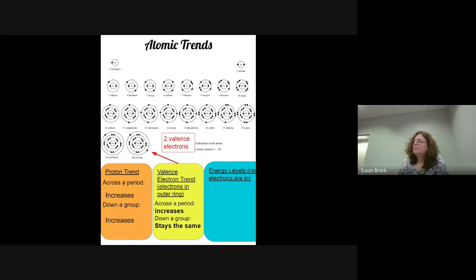All right. So now to energy levels. Energy levels, the rings. Well, you can see that the rings increase as you go down. And I just explained this, right? Because every time we go across, we're adding to the same energy level. We don't get a new energy level until we go to a new row. So it increases as we go down and stays the same as we go across because we're filling that energy level as we go across.